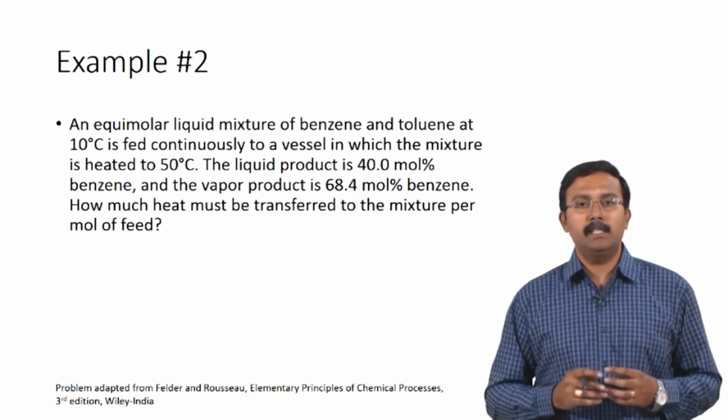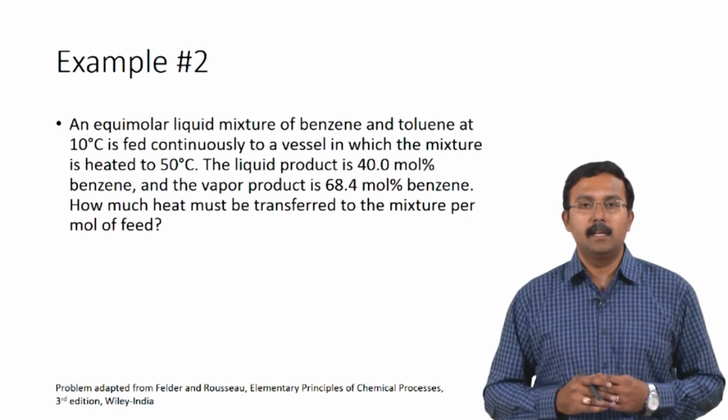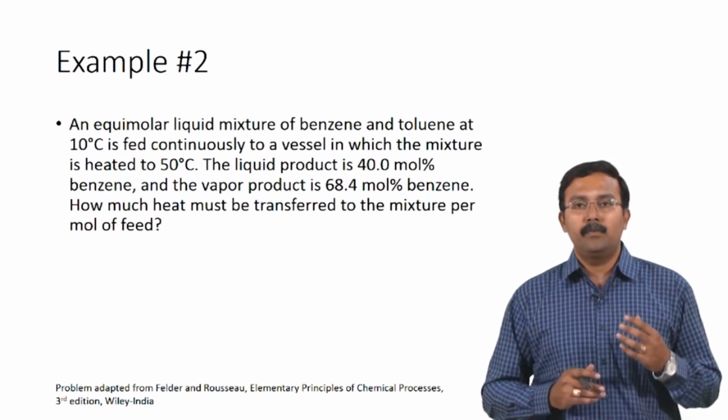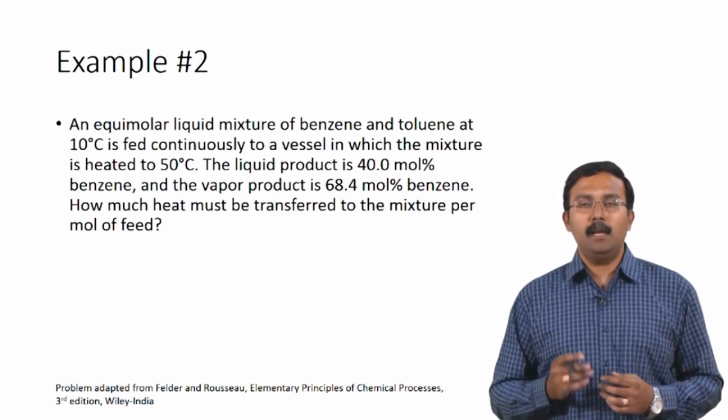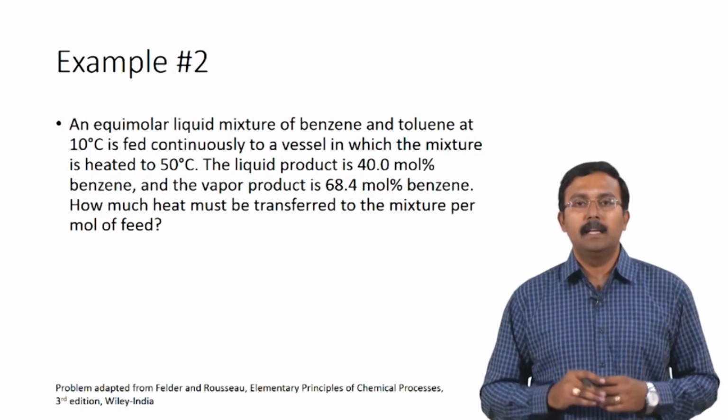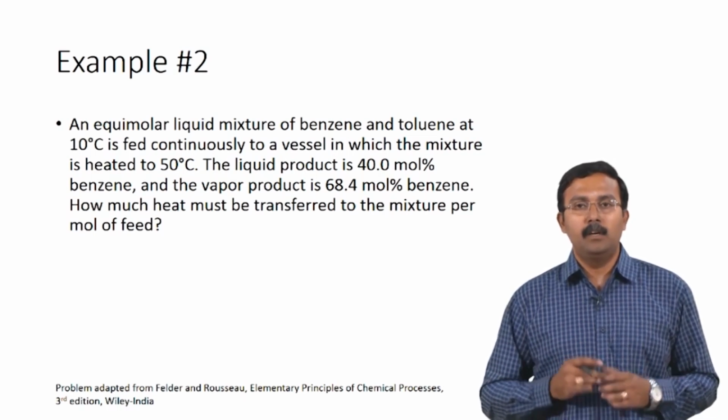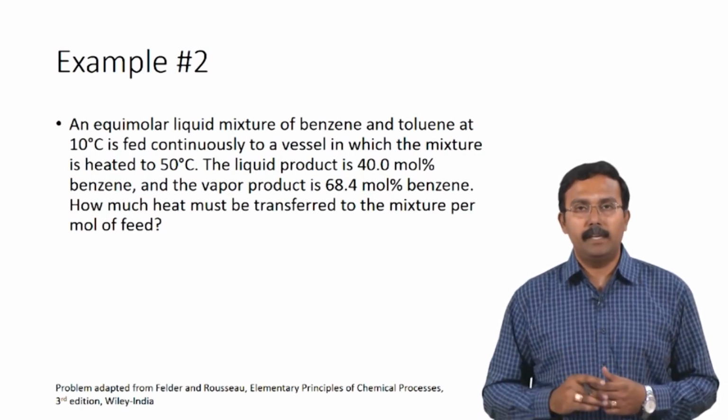in which the mixture is heated to 50 degrees Celsius. The liquid product is 40 mole percent benzene and the vapor product is 68.4 mole percent benzene. How much heat must be transferred to the mixture per mole of feed?